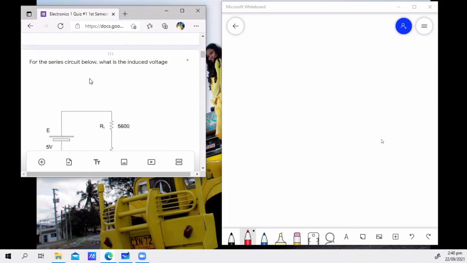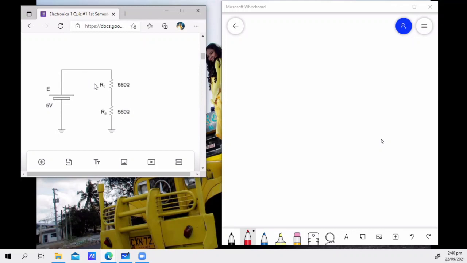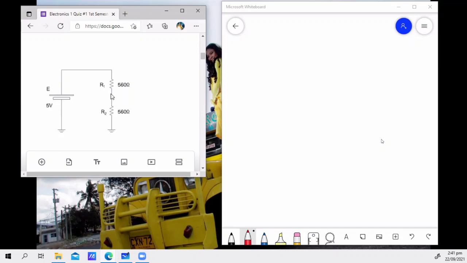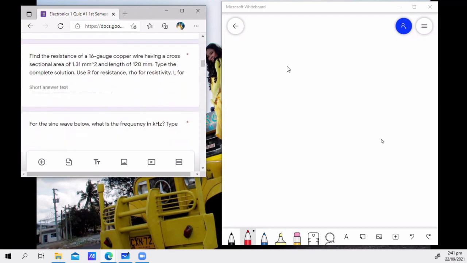Okay. So ang tanong dito is what is the induced voltage daw? Ano daw yung voltage na nagkaroon sa R1 tsaka sa R2 natin? So R sub 1 and R sub 2. Since pareho yung kanilang resistance, di ba sabi ko sa inyo, ang shortcut dyan, halimbawa dalawa yan. Dalawa yung series circuit natin, series resistances natin, and they are equal. You just divide the voltage by 2. So 5 volts divided by 2. So the induced voltage is 2.5 volts. 2.5 volts. Okay?